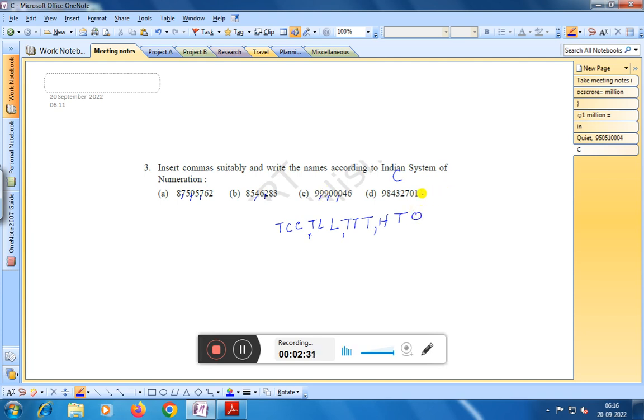Now question number D. Question number D is, after 3 digits you put 1 comma, after 2 digits you put another comma, after 2 digits you put another comma. This is the system to put commas in the Indian system of numeration. That means you have to put a comma here, that is ones, 10, 100, 1 comma. After that, after 2 digits you put another comma, after 2 digits you put another comma, right? This is the solution of question number 3.